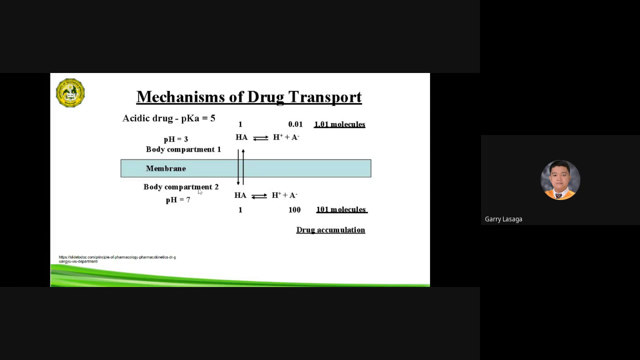So pag ito ay magiging, for example, 7, magiging 100 ito siya. Pag ito ay magiging 8, magiging 1,000 ito, itong A minus. Pag magiging 7, 100; 8, 1,000; 9, 10,000; 10, 10,000; 11, 100,000; 12, 1 million. No, so parang ganun yung concept niya.